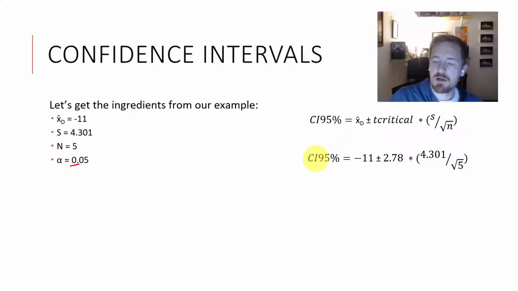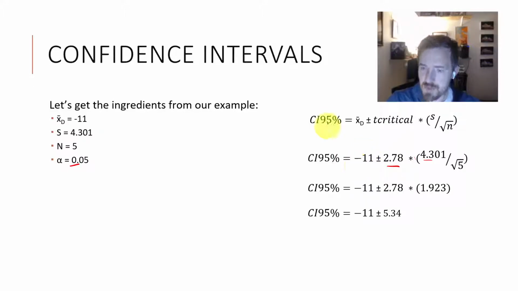So, we're going to plug in these numbers. The t-critical was 2.78, the standard deviation was 4.301, and then the square root of 5, we're going to be dividing all that by that. And then we are going to be adding that to our mean difference, and our mean difference here was negative 11. When I plug in those numbers, this gives me the denominator that we saw when we were obtaining our test statistic. So you may not have to do these whole steps all over again.